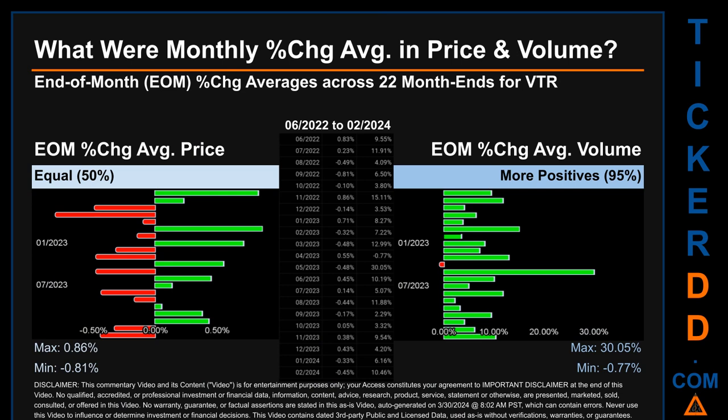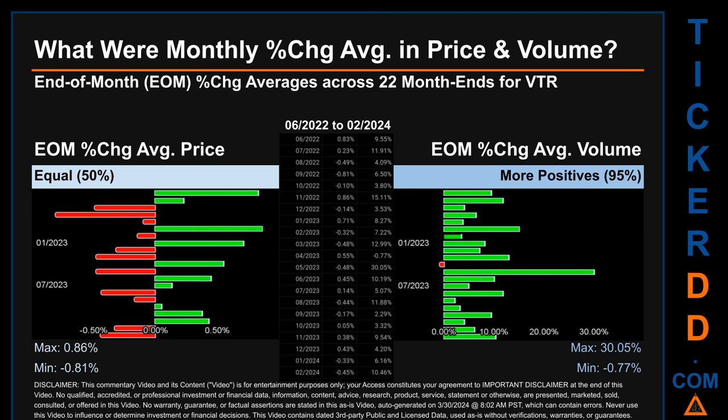What were end-of-month percentage change averages in price and volume for VTR? The monthly average of percentage change in price and in volume were calculated for each of the 22 month ends. That calculation took daily percentage changes and averaged them for each given month. If a month end came out negative, then it means that the month summarily saw a negative change.